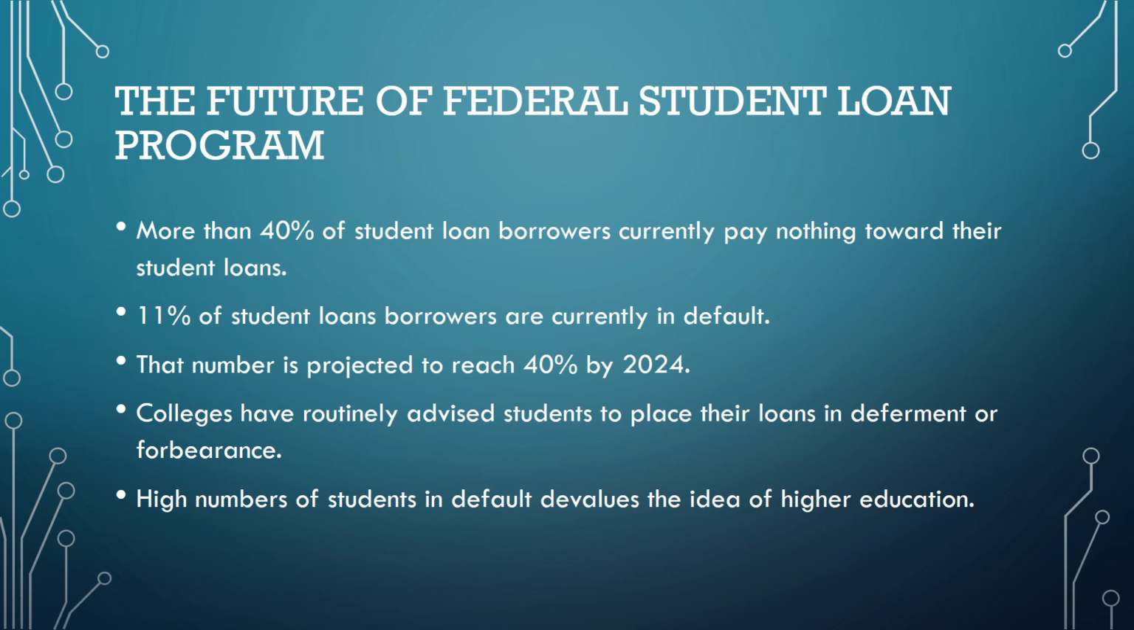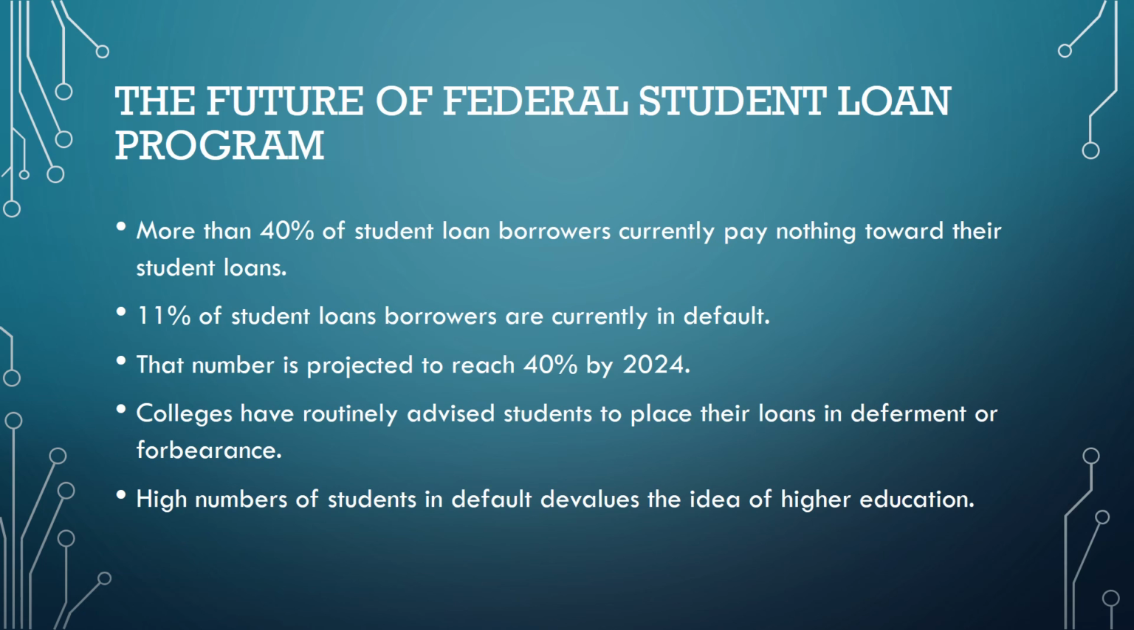Out of this number, there are currently 11% of student loan borrowers in default for their student loans. Default means that the students have gone 360 days or more without making a payment towards their loans when they were required to do so. An alarming projection was recently released at the beginning of 2019, stating that the default rate is projected to reach 40% by 2024.